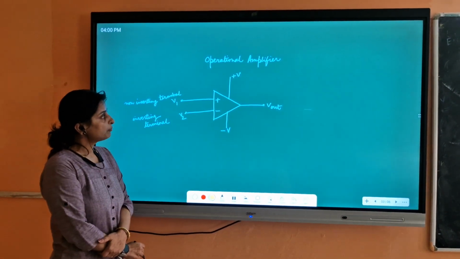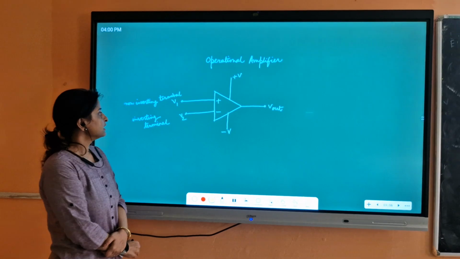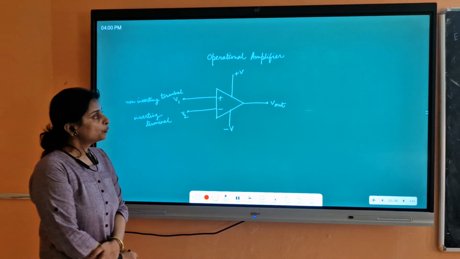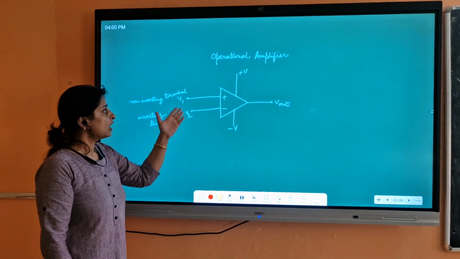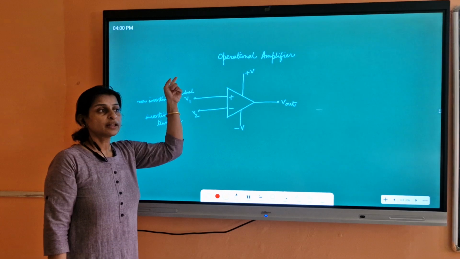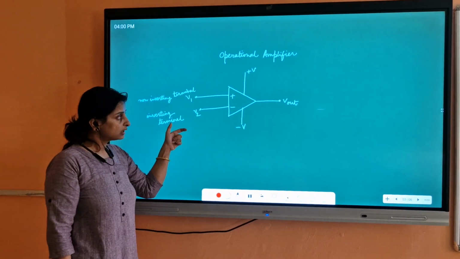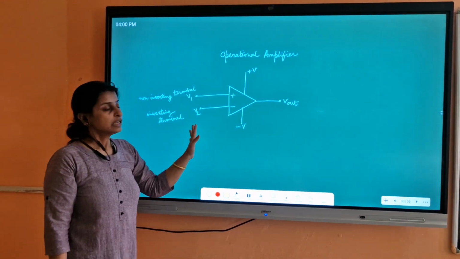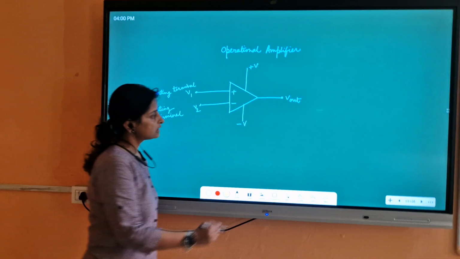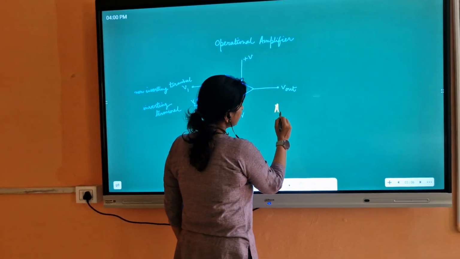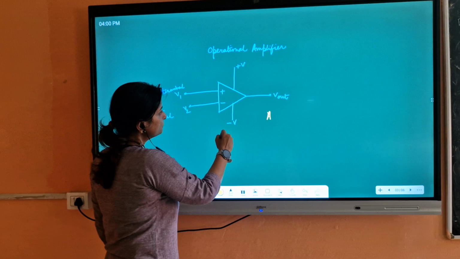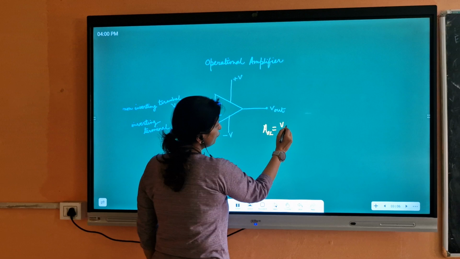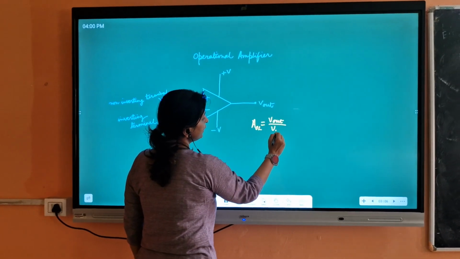Now in an operational amplifier we have two input terminals. One is the inverting input terminal, another one is the non-inverting input terminal. The output we will get depends on the input we are giving. We can give input at one terminal and ground the other terminal, or we can give input at both the terminals. Now here we have not used any feedback. So gain is given by output voltage by input voltage. As we are not applying any feedback, we can consider this as open loop gain, which will be equal to V out by V in.